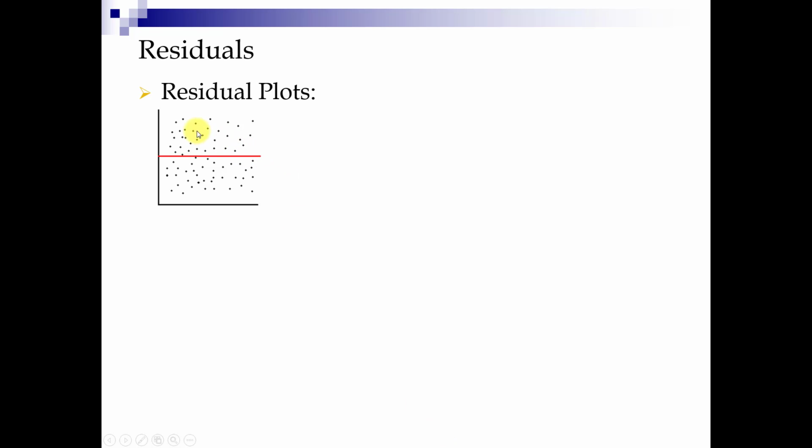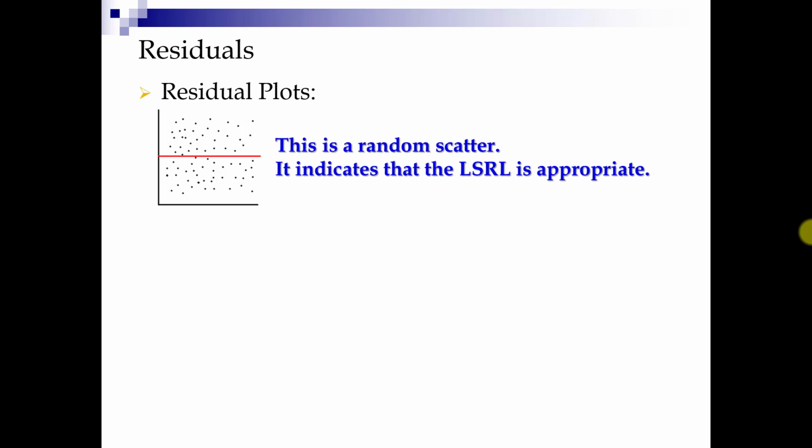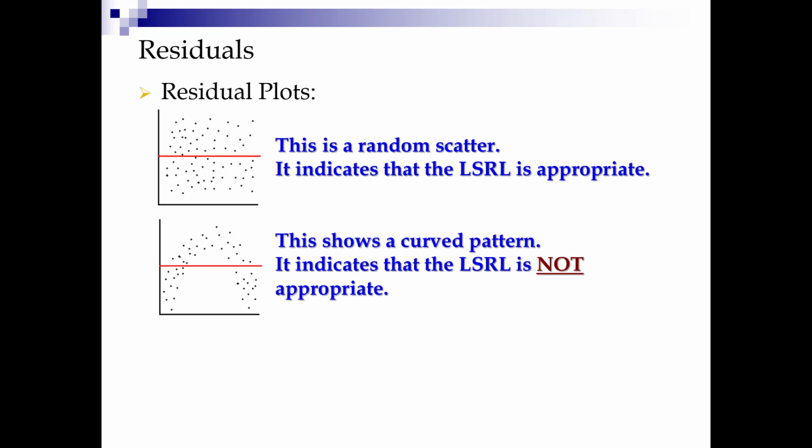So if we see a residual plot that looks something like this, where it's a random scatter about this line, which does represent our LSRL, we would say that the data is somewhat linear. So this is a random scatter and it indicates that the LSRL is appropriate. If you see something like this where there's a definite curve in the data, we're going to say that the data is actually not linear. So this shows a curved pattern and it indicates that the LSRL is not appropriate because the data is actually curved.